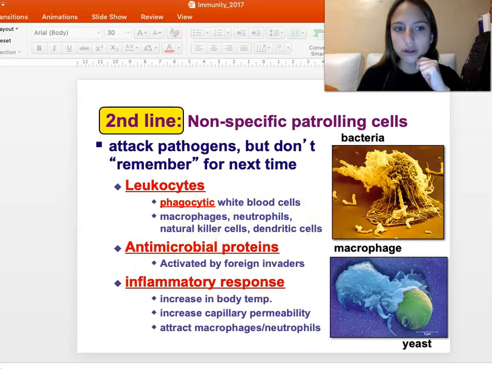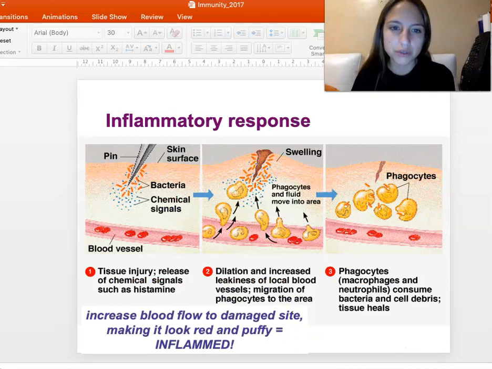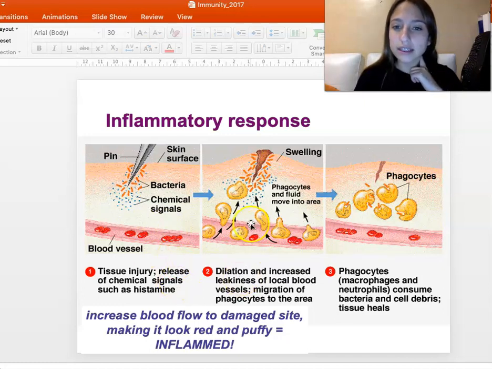So if we can see an example of the inflammatory response, you can see it right over here. Let's say that you get an injury from a pin or anything like that. Since you've gotten an injury, there's now an exposed area in your body, a broken skin, so it could get some bacteria right inside there. So first of all, the injury releases a bunch of chemical signals called histamine.